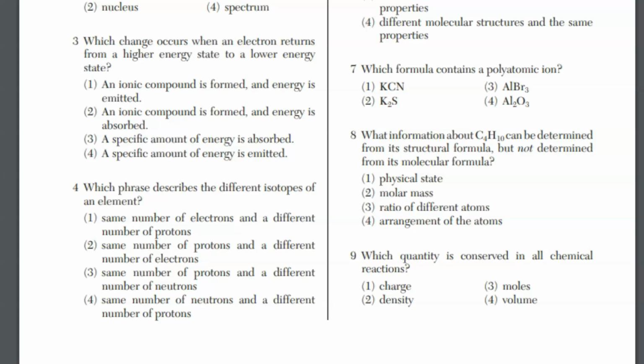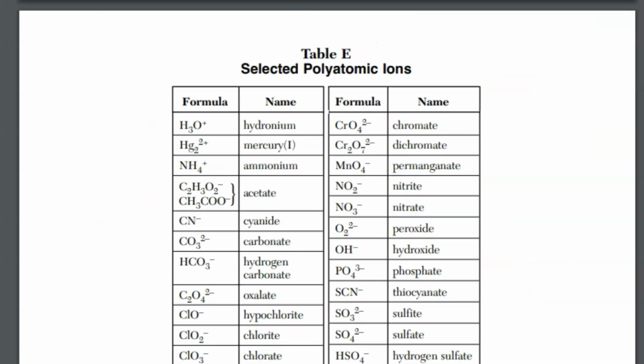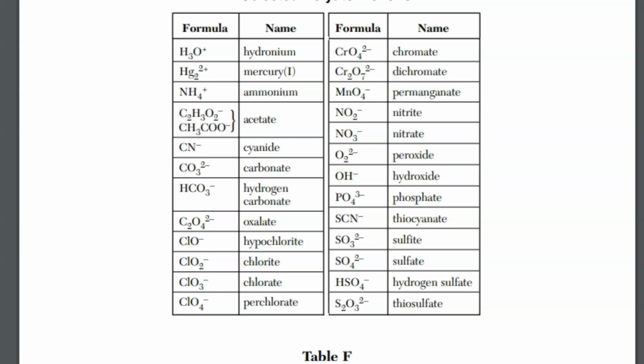For question 7, which formula contains a polyatomic ion? Now, if you have a polyatomic ion, that is a cluster of atoms together, there is a polyatomic ion table. All you're going to do here is play the matching game. Let's check it out. Here they are, the polyatomic ions in reference table E. And what we're looking for is one of these being in the formula for our answer.